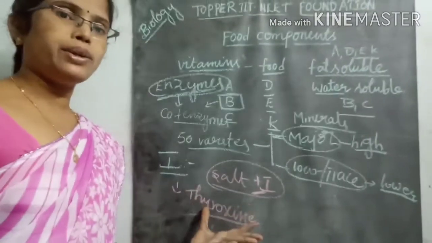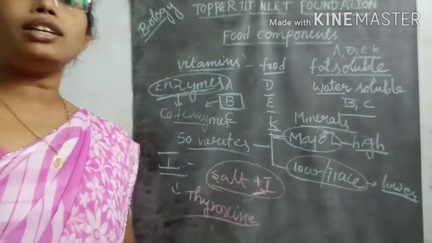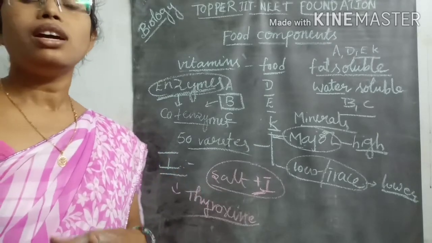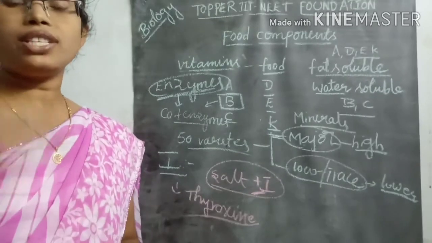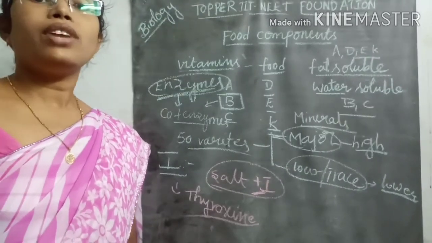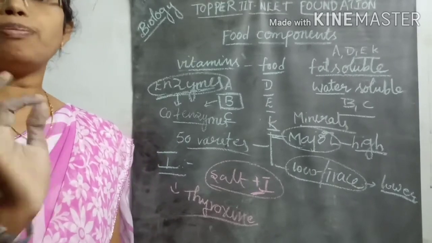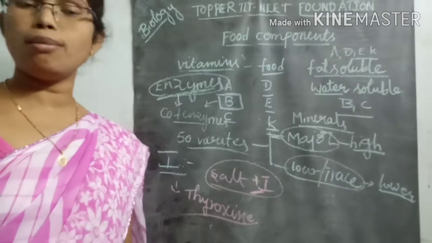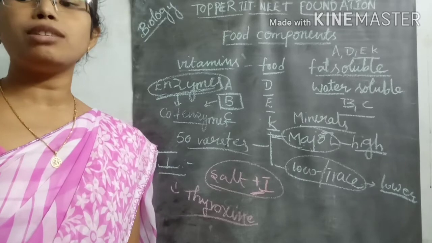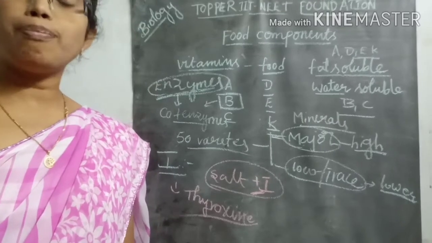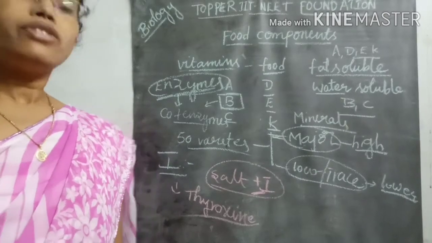Without iodine, thyroid hormones are not produced inside our body. Without thyroid hormones, the metabolic rate and the physical growth of our body will not be sufficient. That's why we obtain iodine from food sources like seafood, milk, meat and vegetable sources also. We obtain this iodine as one of the food materials.